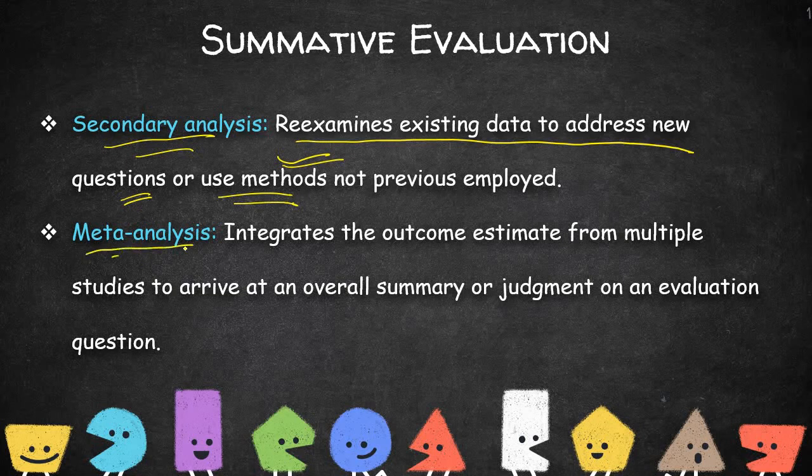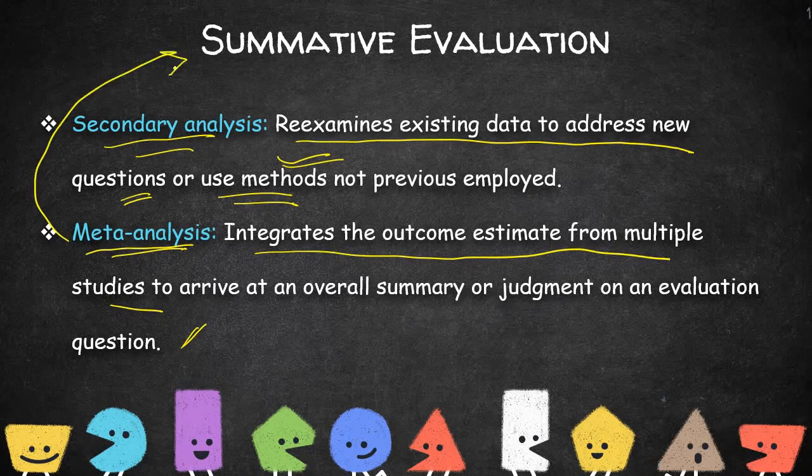And next is meta-analysis, where you integrate the outcome estimates from multiple studies to arrive at an overall summary or judgment of an evaluation question. So what is meta-analysis? Meta-analysis is a kind of summative evaluation only. Okay, so this is a very important thing. You are trying to integrate the outcome estimates from multiple studies. So multiple studies, every study has some outcome. So if you try to integrate the outcomes of different studies and you are interested in providing an overall summary or judgment, then that is called meta-analysis. So that is also a kind of summative evaluation.